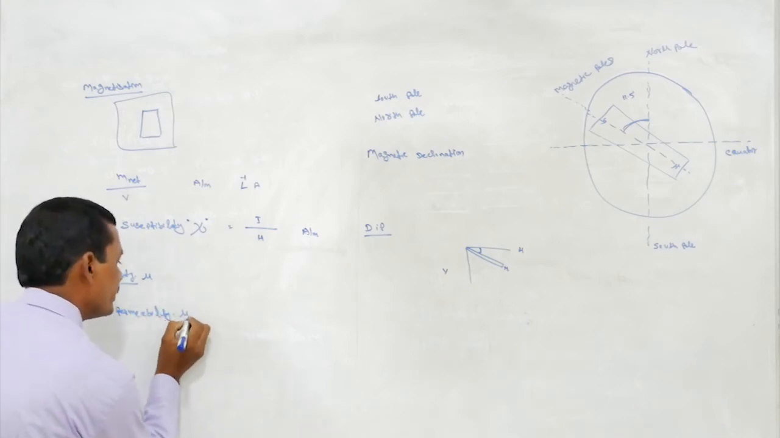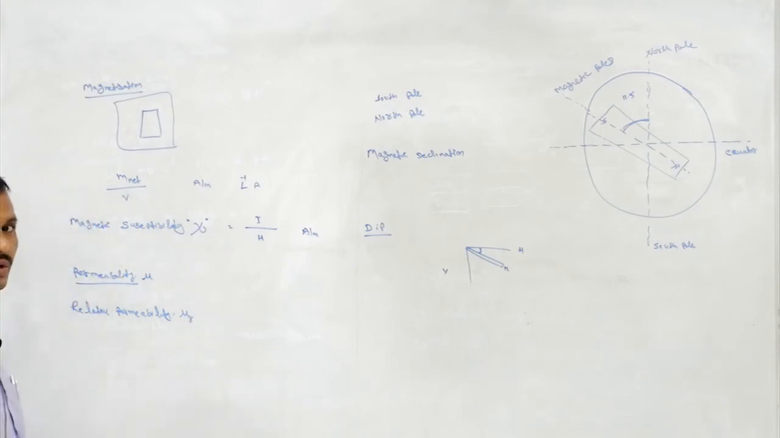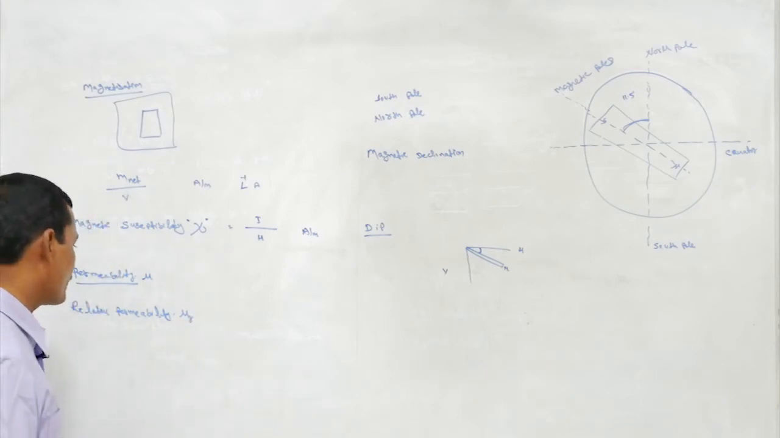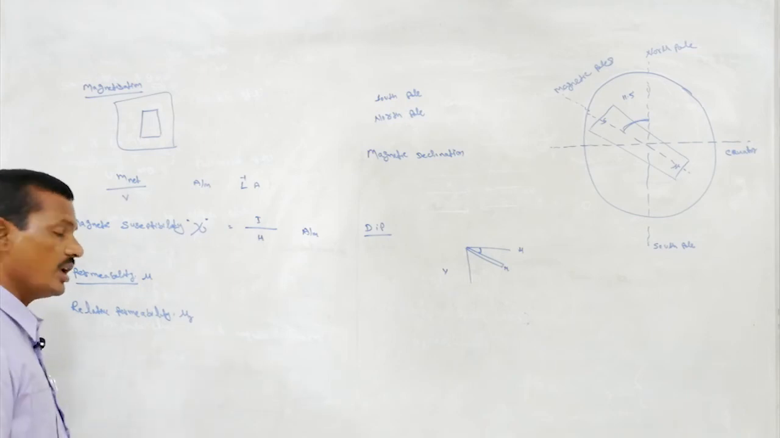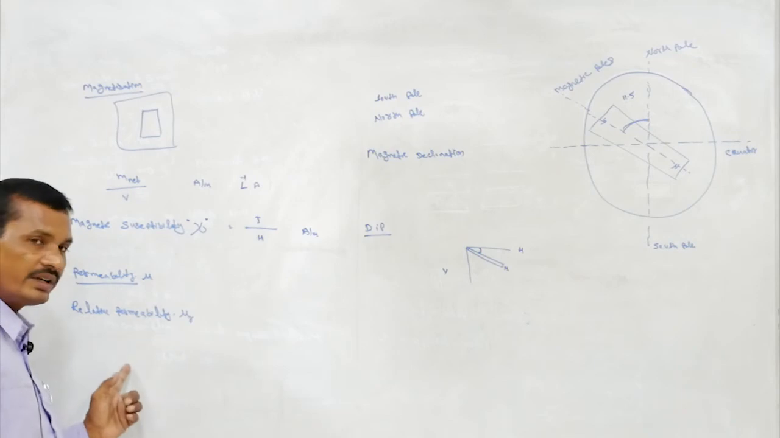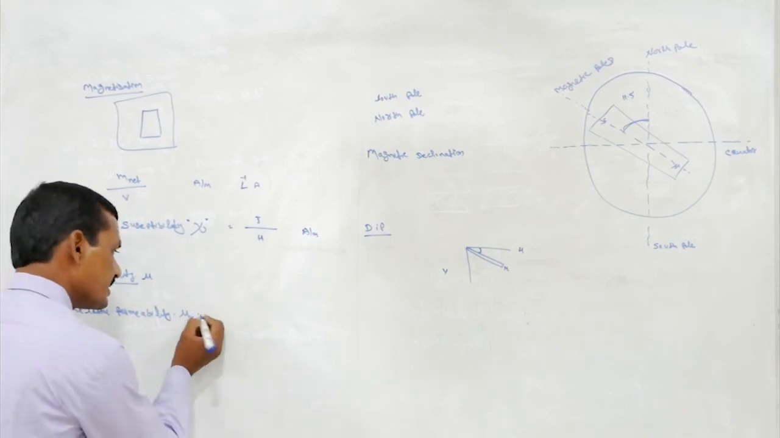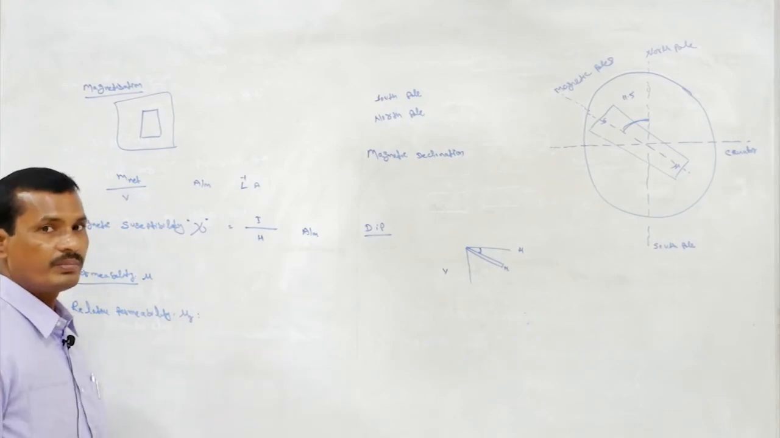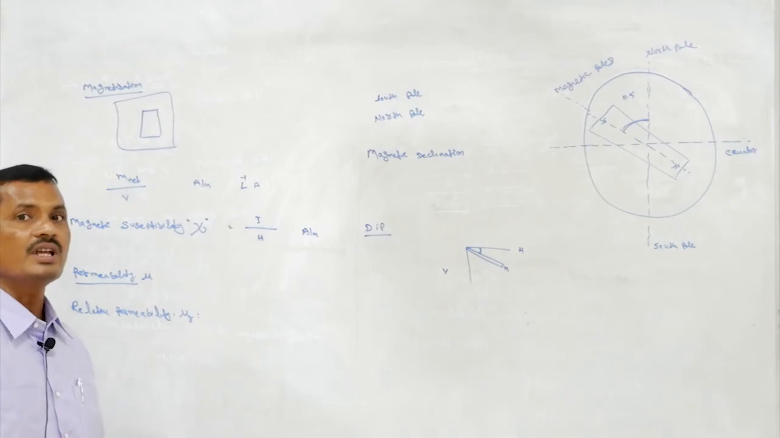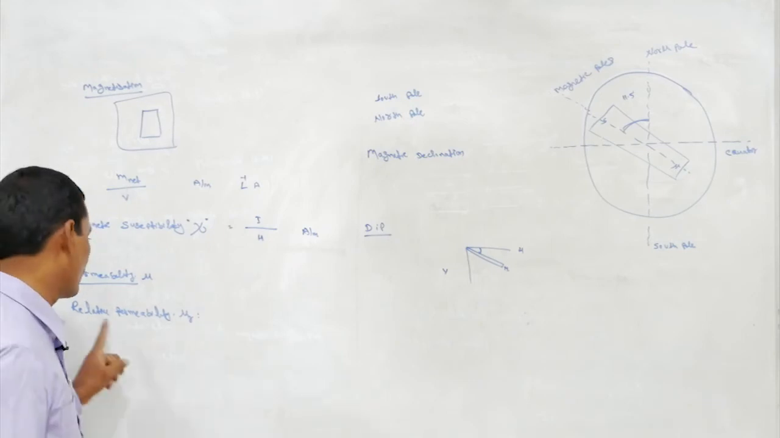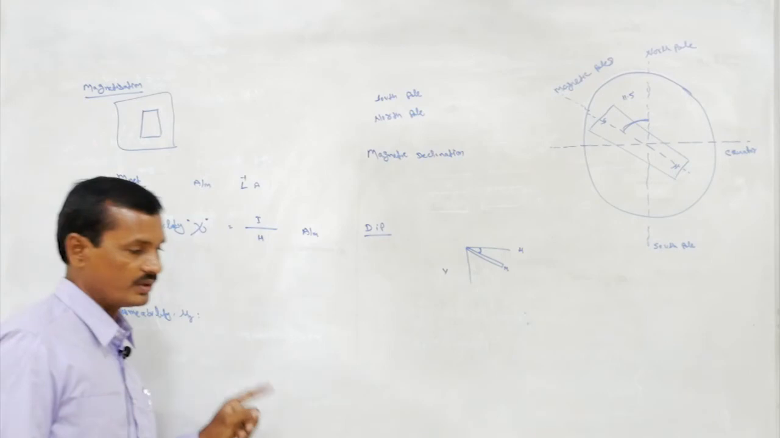Relative permeability is denoted by mu r. Mu r means the increasing or decreasing of the permeability of a material. Relative permeability is defined as the increase or decrease of the permeability of a material when compared with free space. That is called relative permeability.